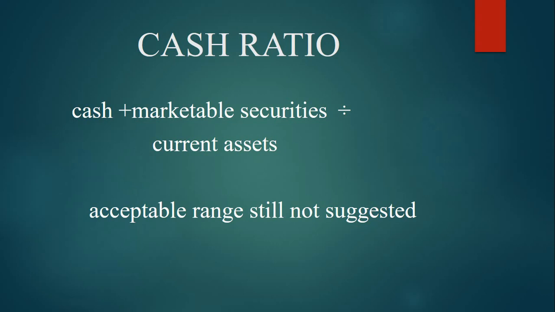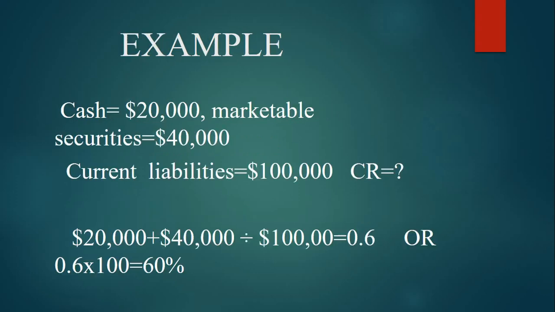And when we talk about the cash ratio, this is the most modern approach of the liquidity ratios. Here we consider only the cash and the near cash to show the highly liquid position of the organization. So here we take cash plus near cash money, that is, marketable securities, divided by the current liabilities. And for the cash ratio, there is no acceptable range, whether it should be 1 to 1 or 2 to 1 or 3 to 1. There is still no finalized acceptable range for the cash ratio.